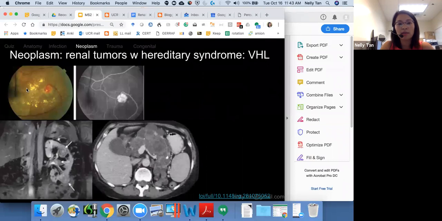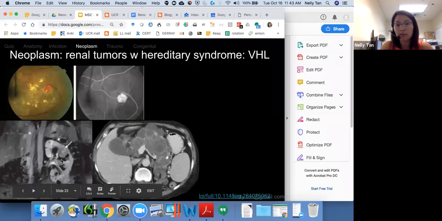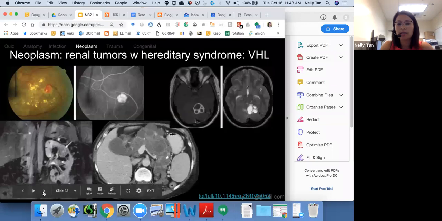So just so that we can give you more examples of VHL, here we have hemangioblastomas that the ophthalmologist sees, and this is the angiogram equivalent of that. Here we see an MRI, and there's a mass here. They get multifocal clear cell renal cell carcinomas, okay, multifocal, and sometimes bilateral. These are associated with pancreatic tumors, which you can see here. And they get cerebellar hemangioblastomas, which we see here.